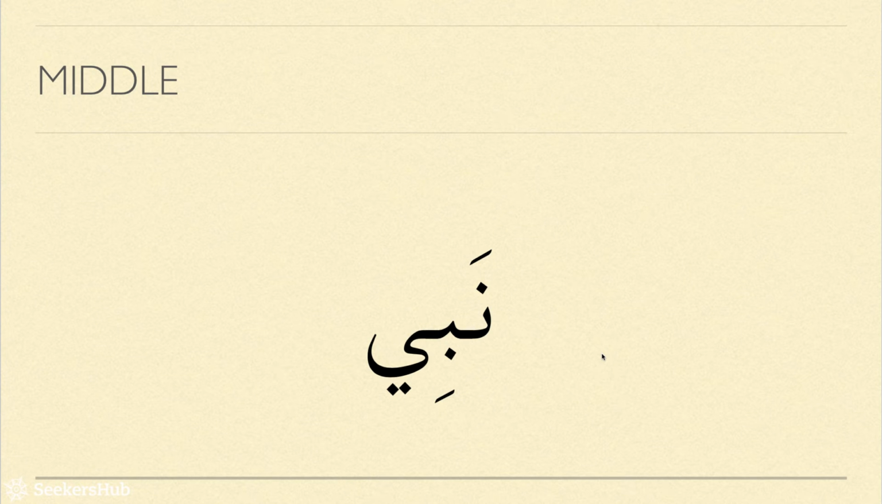Nabi. In the middle, we see again, squiggly line going up, coming down again. It looks a bit like a joined up I in English. And a dot underneath, this is our ba. Okay, Nabi. Nabi means a prophet.